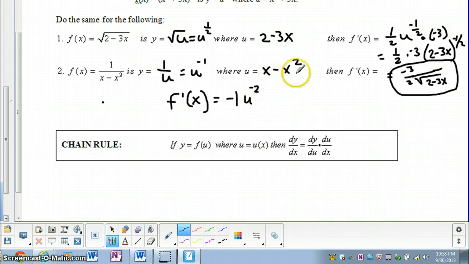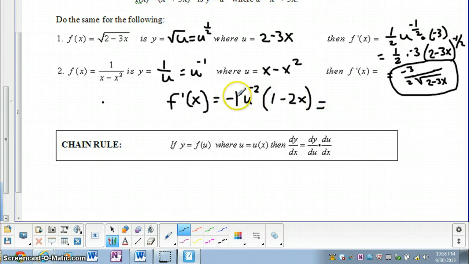Now we take the derivative of our u, so our derivative, and we multiply it by our dy du. So the derivative of x is 1, and the derivative of negative x squared would be negative 2x. Okay. Our next steps, and we can do it in two parts or at one time, would be we multiply this negative 1 times 1 minus 2x and substitute in the u. But also thinking about u to the negative 2, that's going to move to the denominator. So let's go ahead and do that.